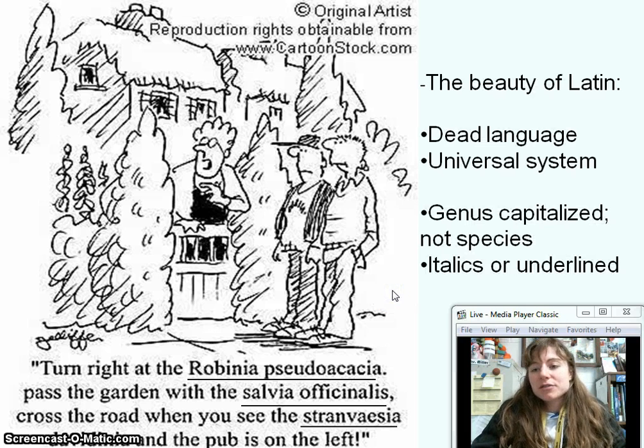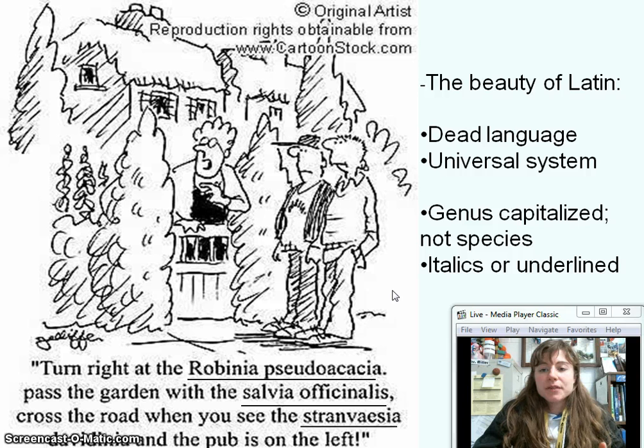The really nice thing about using Latin for the genus and species name under the system of binomial nomenclature is that Latin is a dead language. You might say, well, that would make it a really bad language to make your naming system in. But the thing is that it's a dead language so that it's not going to change. And that's what we want. And as mentioned, we're going to capitalize the genus and either italicize or underline both the genus and the species name.